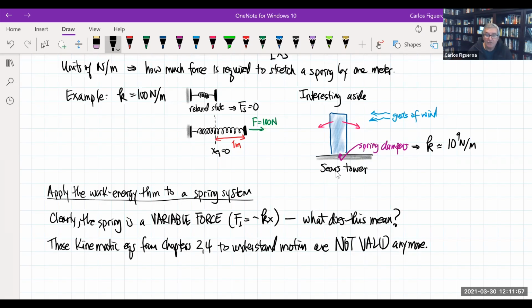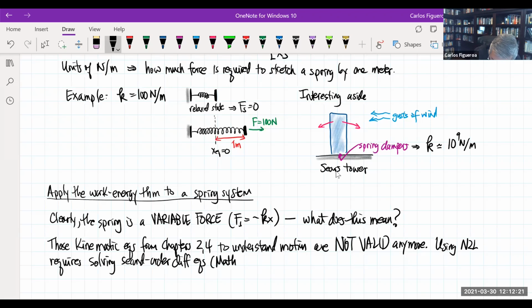The only way you can use Newton's laws, so using Newton's second law, requires solving second order differential equations. And at Cabrillo, if I remember correctly with my numbers, it's math 7. That is not a prerequisite for this course. So it's beyond the scope of this course if we tried to use Newton's second law.